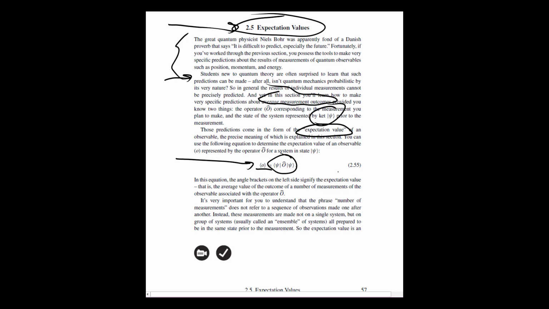So as it says here, this expectation value is the average value of the outcome of a number of measurements. And here it describes what that means, number of measurements. It's not making a measurement and then making the same measurement on the same system a second and third and fourth time. It means making the measurement on a group or ensemble of systems that have all been prepared to initially, that is prior to the measurement, be in the same state. The expectation value is then the average value of those measurements.